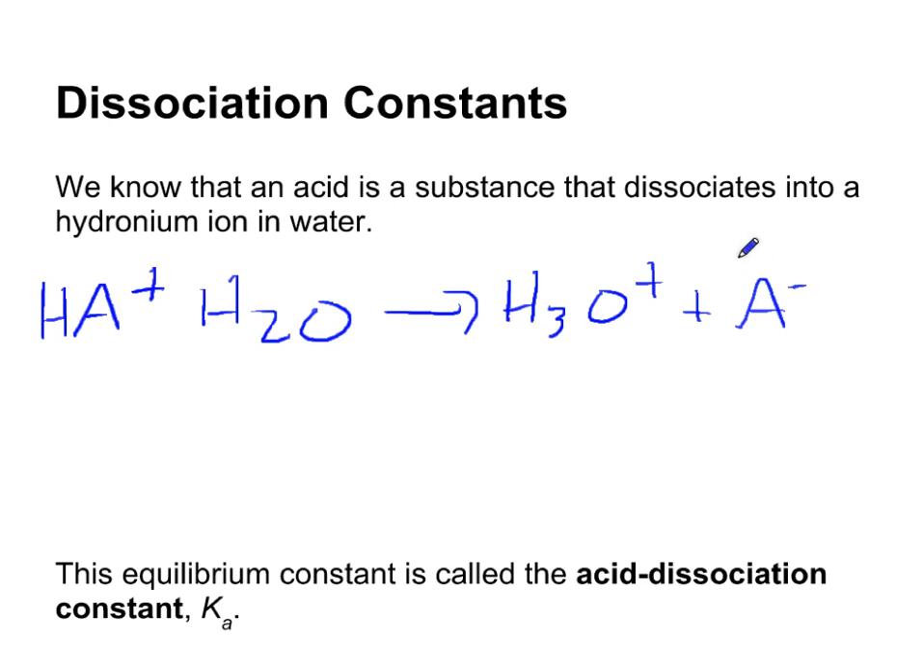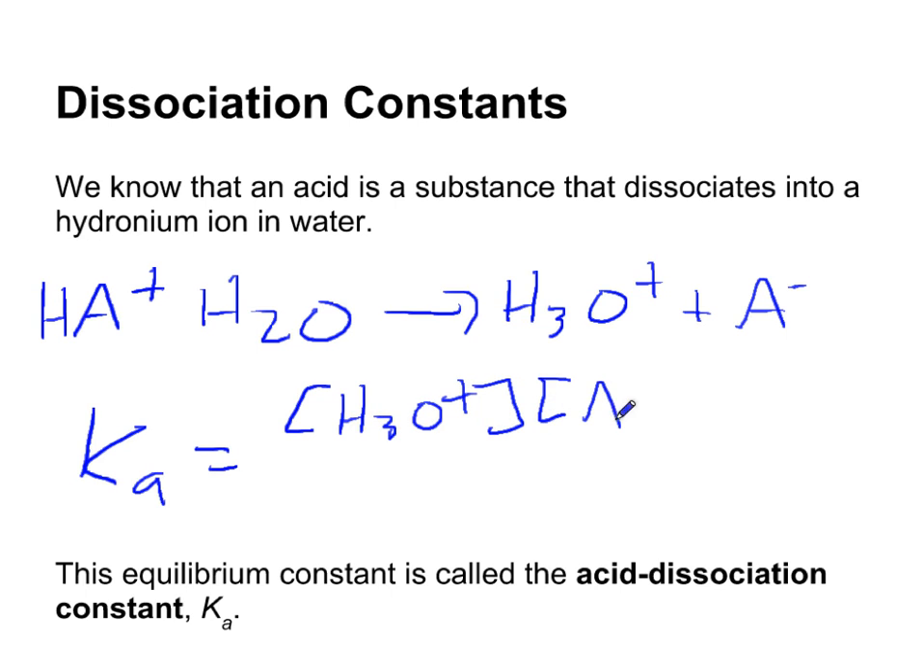That's our conjugate base. If we were going to write the equilibrium expression for this, Ka, the equilibrium constant for this acid, is the hydronium ion concentration times the conjugate base concentration divided by the initial concentration of the acid. We leave water out because it's a pure liquid. We only put these three aqueous species into our equilibrium expression, and this is the acid dissociation constant for a weak acid.